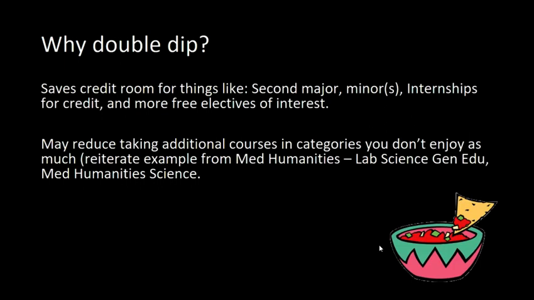It can also help reduce courses needed in categories that you maybe don't enjoy as much. As in the medical humanities example, if you're not a big fan of lab sciences, you could take a general education lab science that fills both the major and gen ed requirement with one class. Be sure to review your degree audit for opportunities to double dip.